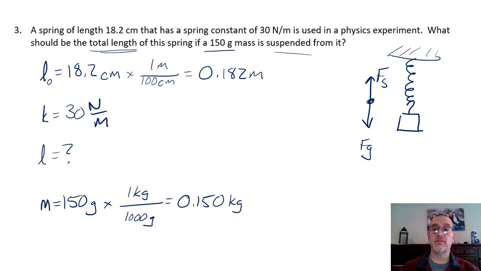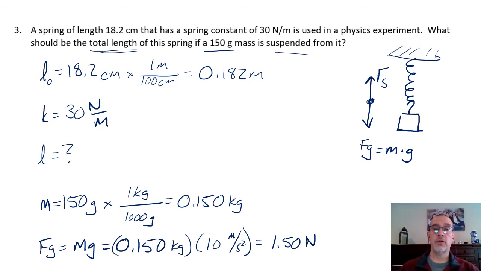Now, to get the force of gravity, that's going to be the mass times the acceleration of gravity. So if we do Fg equals mg, that's 0.150 kilograms, and I'm going to use 10 for g, 10 meters per second squared. That gives me 1.50, and kilograms times meters per second squared is newtons. So that's the force of gravity. That's also going to be the magnitude of the spring force pulling back up.